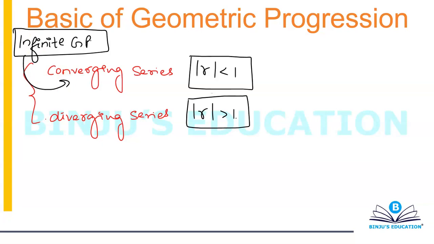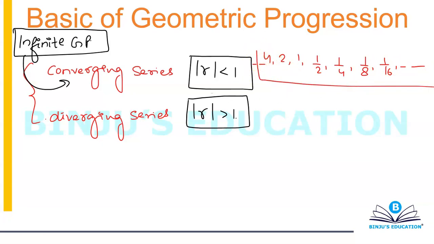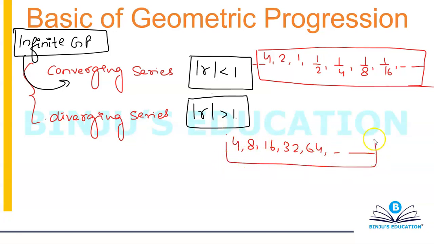For example, you can have converging series such as 4, 2, 1, half, 1 by 4, 1 by 8, 1 by 16, and so on and so forth. So you can see that it's converging at a point. The values are becoming smaller and smaller. Diverging is like, for example, 4, 8, 16, 32, 64, and so on and so forth. This is known as diverging. The values are becoming bigger and bigger.